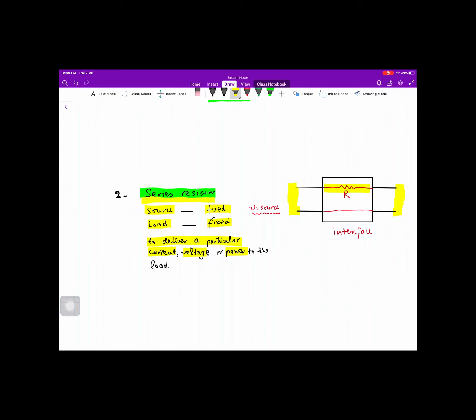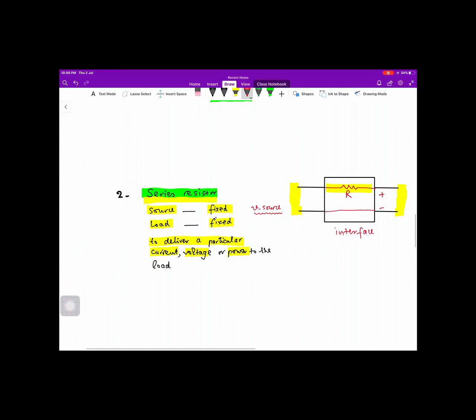So what will be given? It will be the output voltage. We want to maintain this output voltage, and we want to maintain this output current. And you know, power is the product of voltage and current, and definitely we can compute the power. We will also be discussing power dissipated in this interface.